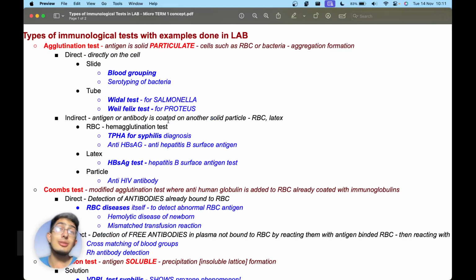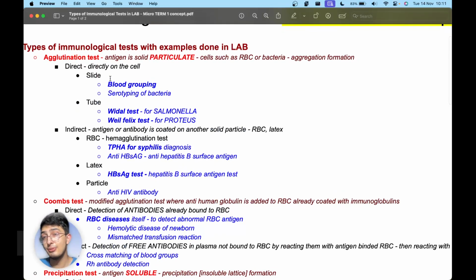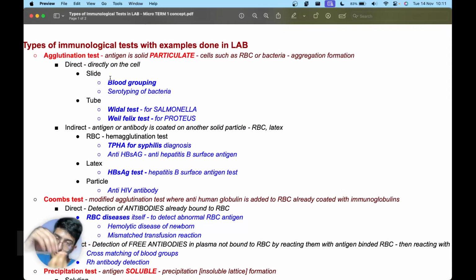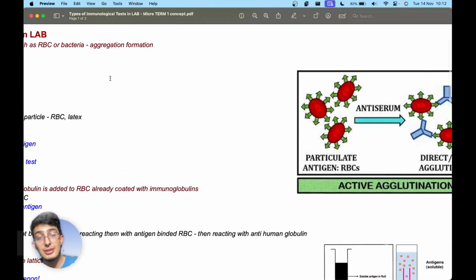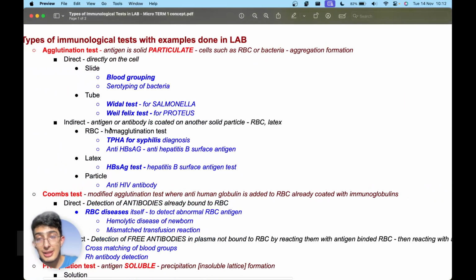What I just described right now was the direct agglutination test. Why direct? Because the antigen was already on the cell. But what if the antigen is not on the cell? It has to be on a cell to do agglutination. So if an antigen is not on the cell, then we have to put it on a cell, or any solid particle. If we take an antigen and attach it to a solid particle, then we can do the same agglutination test. So we take an antigen which is not already on a solid particle.